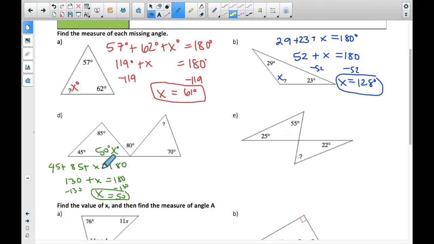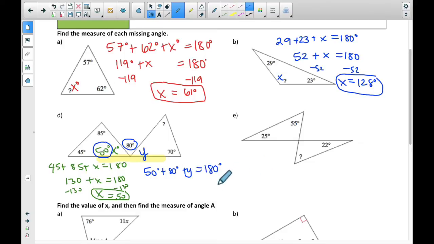Now the next thing is, I need to figure out over here. But in order to get over there, what I'm going to do is look at this line. Remember, a line adds up to 180? And so what I have here is I have the 50 from this. I have the 80 over here. I need to find this. I'm going to call this Y. So I'm going to say that 50 plus 80 plus Y adds up to 180.